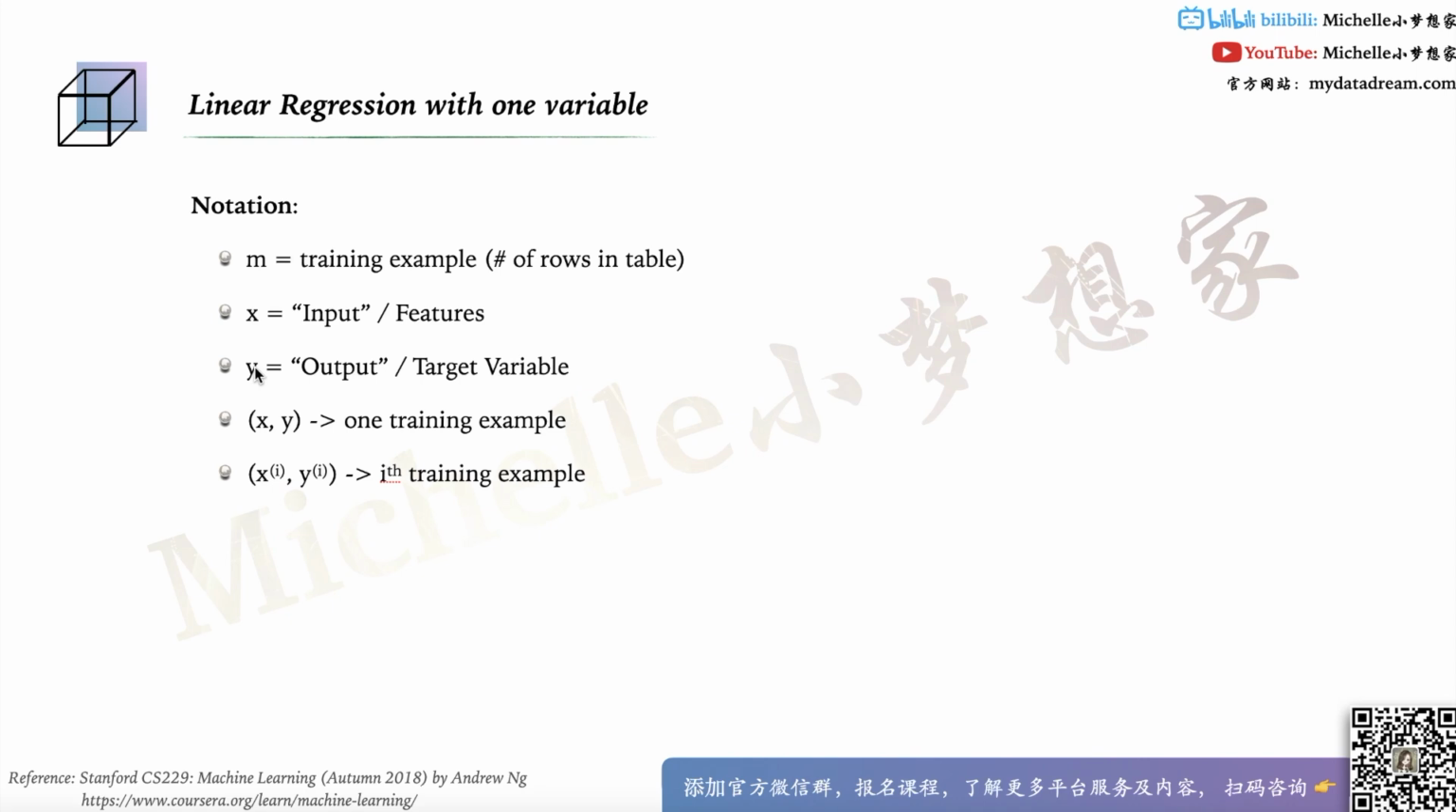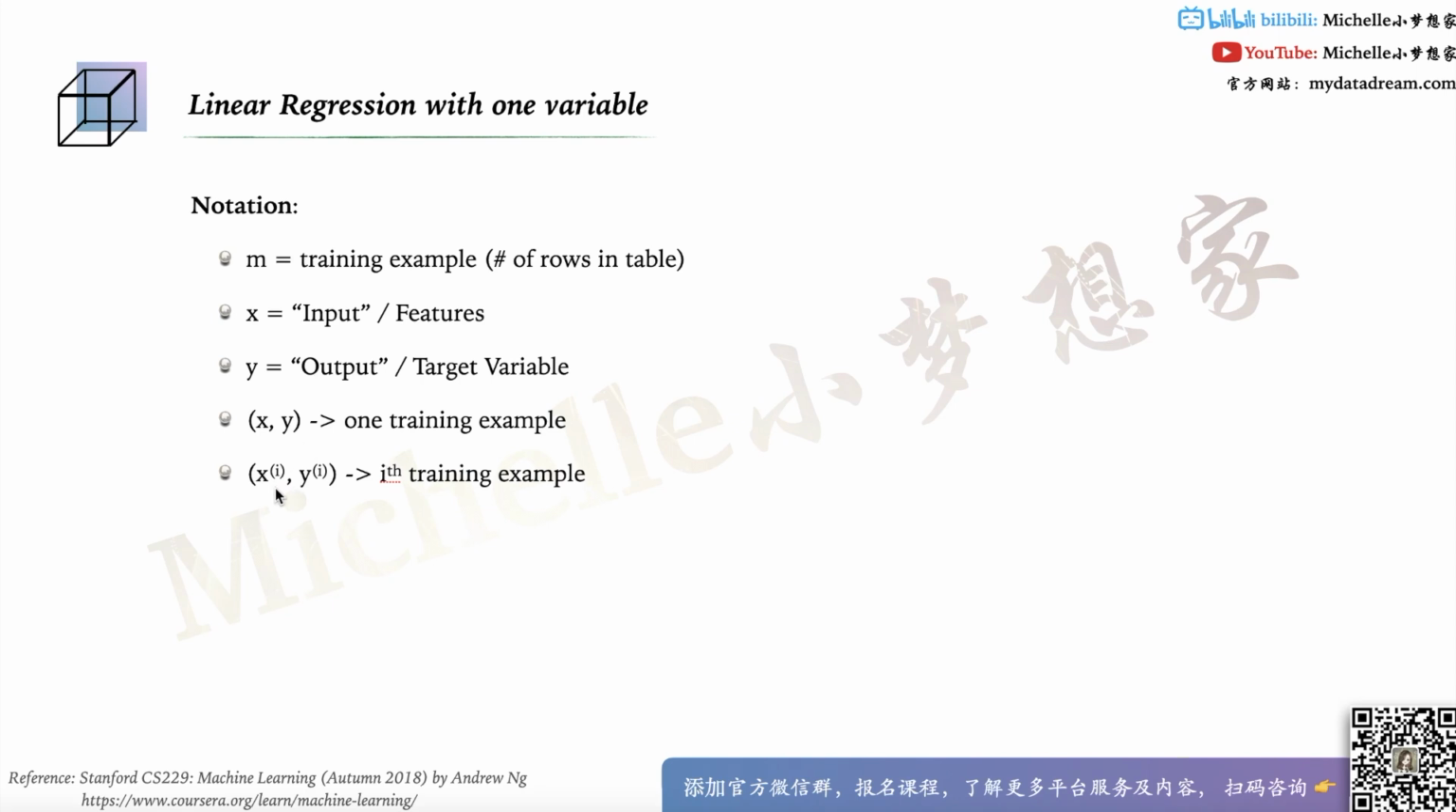Now let's dive into the details of linear regression with one variable. First, let's go through some notations. M represents the number of training examples, or the number of rows in your dataset. X represents the input feature, for example, house size. Y represents the target variable, for example, the house price. And each pair of X and Y is a training example.